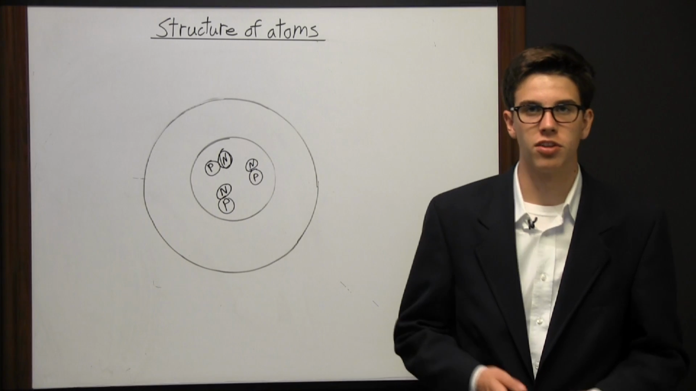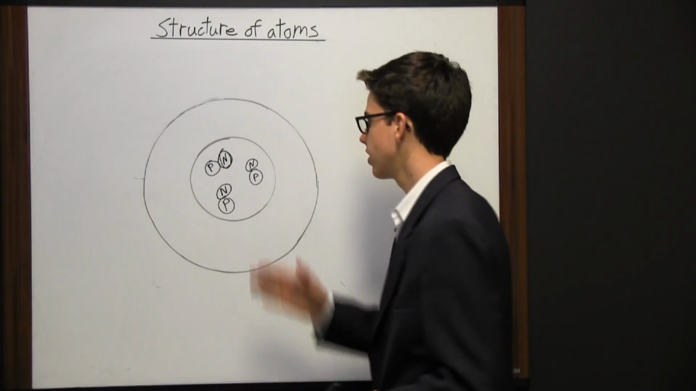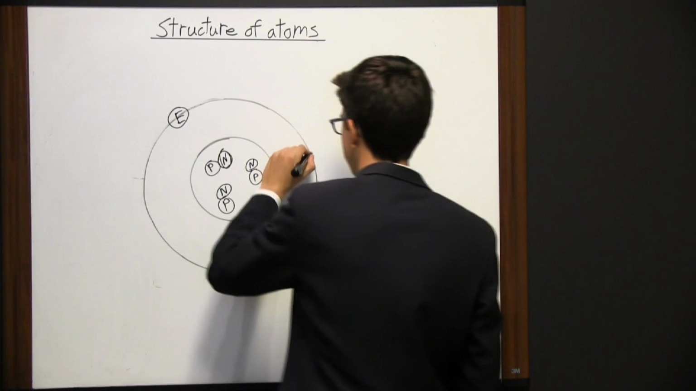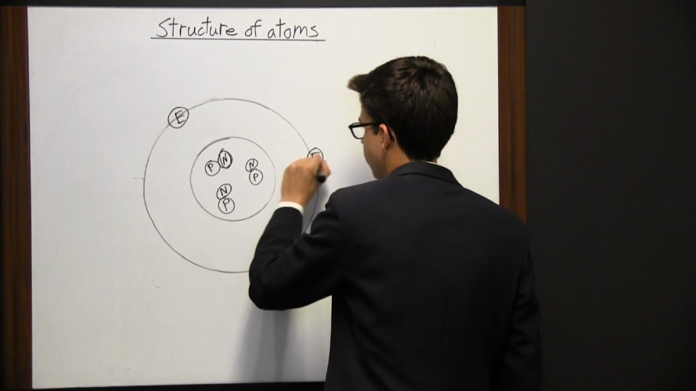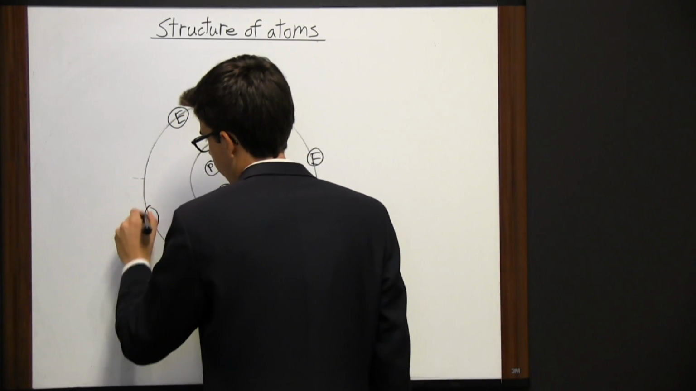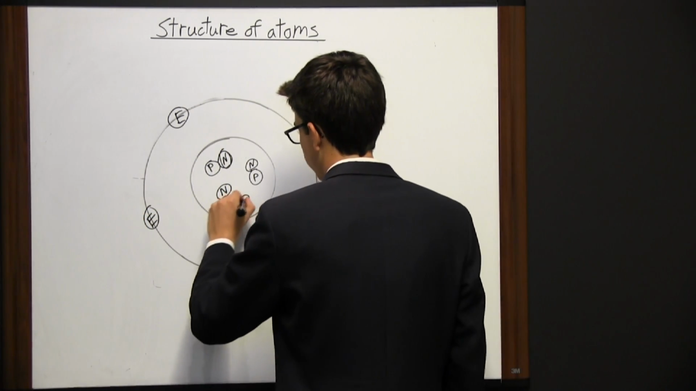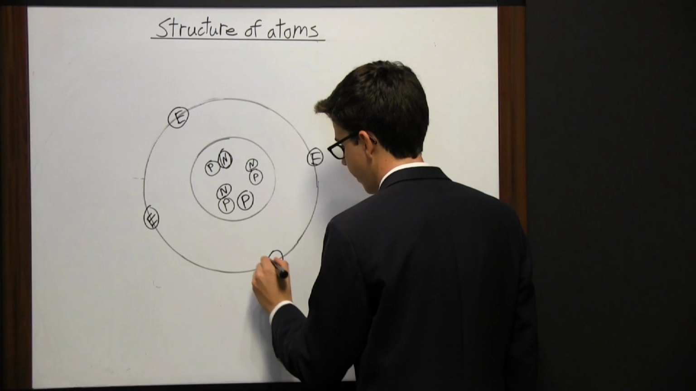Now there's going to be a cloud of one or more negatively charged electrons outside of the nucleus. And so the number of electrons is going to be equal to the number of protons. So I'm going to draw some circles with an E in them to represent electrons. So we have 3 protons in there. So there's going to be 3 electrons. Now say there's 4 protons, and there's going to be 4 electrons out here.